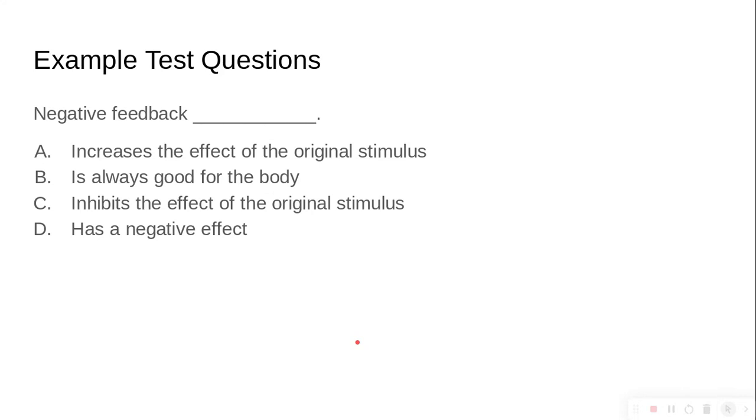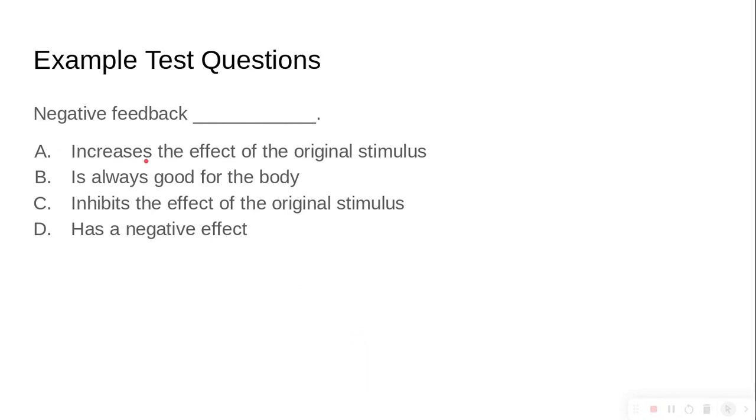All right, now one more question. Negative feedback, A, increases the effect of the original stimulus. B, is always good for the body. C, inhibits the effect of the original stimulus. Or D, has a negative effect. All right, think about that for a second. Pause the video. All right, now let's go through those together.